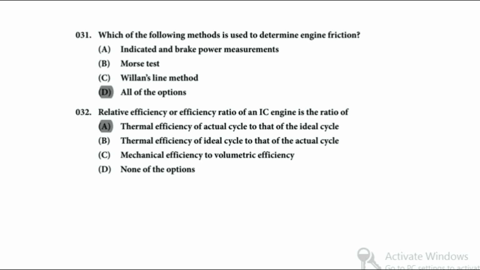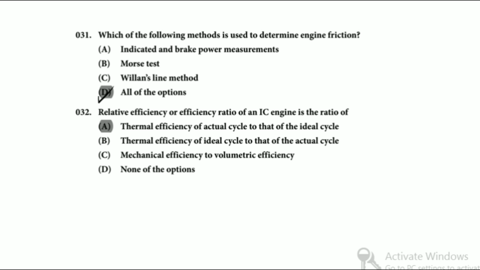Question number 31, which of the following methods is used to determine engine friction? So again question number 31 and 32 both are related to the theory, right? So we can have a direct answer. Okay, so here in 31 the options given are indicated and brake power measurement, then Morse test, and willans line method, right? So these are the three methods. All methods are used to determine engine friction, so we can directly give an answer. All of the options are right, so D should be the answer here.